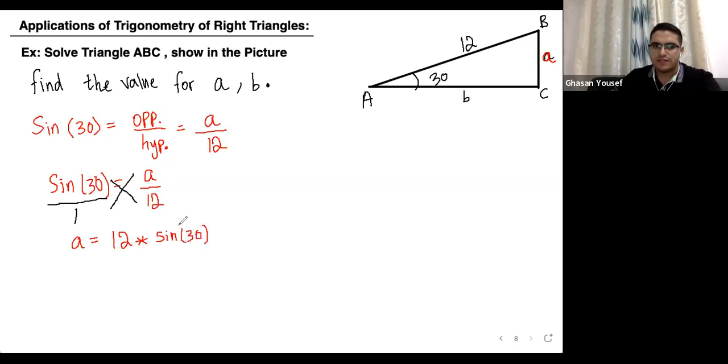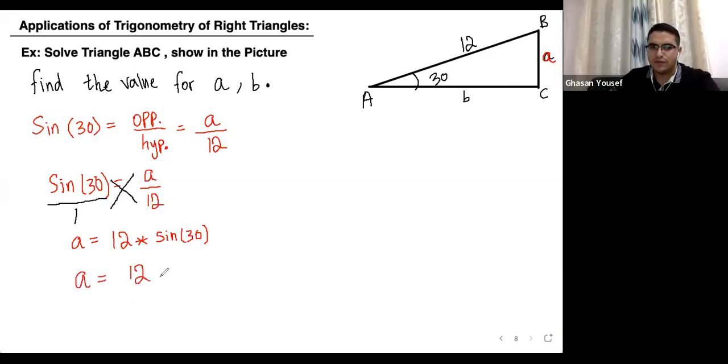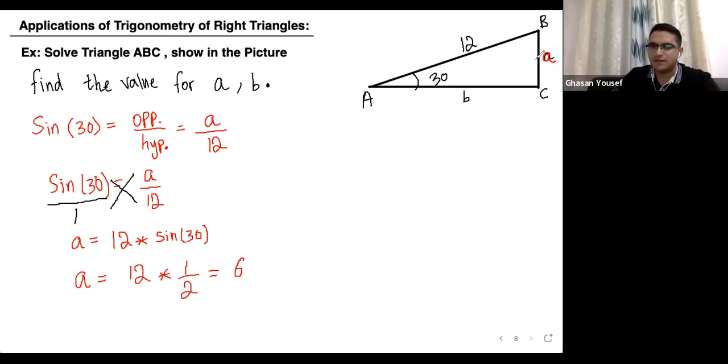Now, my question is, what's the sine of 30 by using the table? 1/2. 1 over 2, correct. So a equals 12 times 1 over 2. And what is the value of 12 times 1 over 2? 6. So the value for a is 6. So this is equal to 6 units.